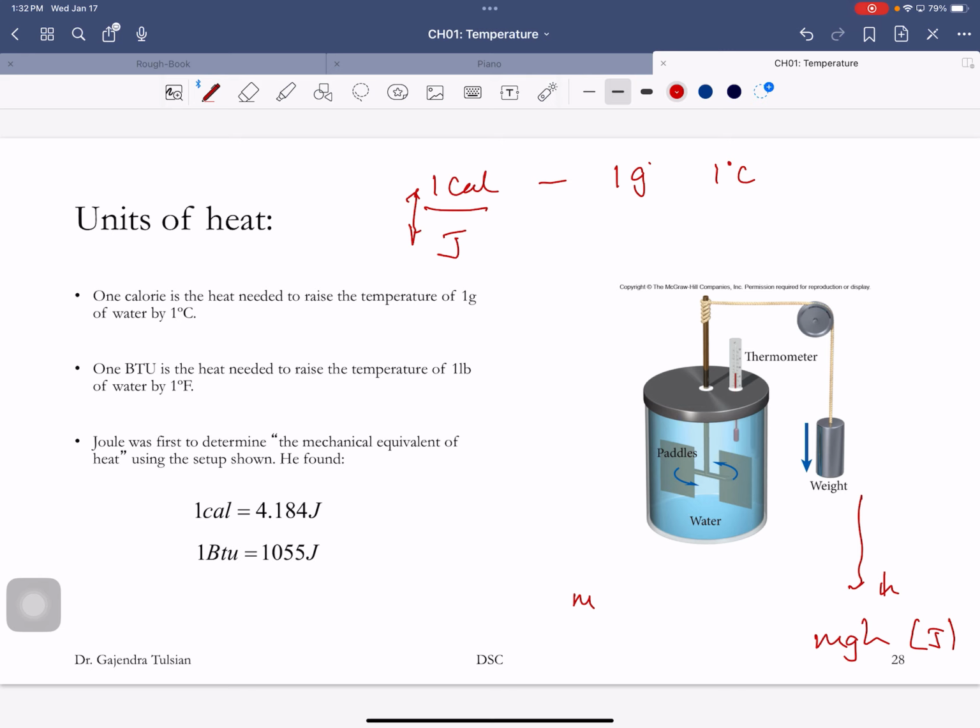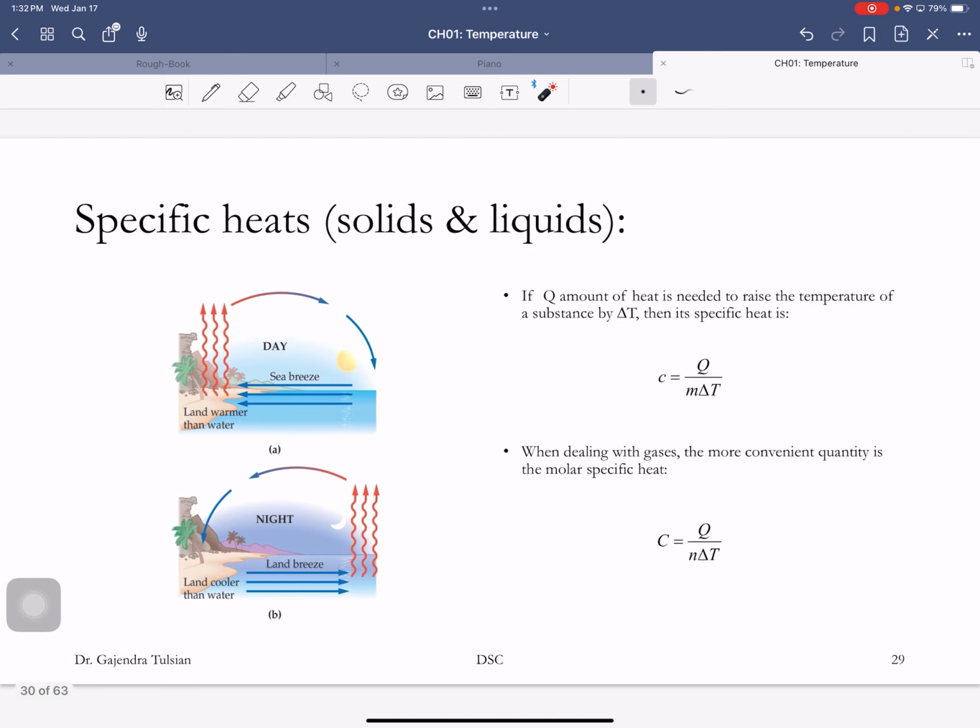Mass of the water times specific heat of water times change in temperature. You can calculate this in calories. Okay, so from this experiment, Mr. Joule was able to calculate how many joules is 1 calorie. Okay? So this is known as the mechanical equivalent of heat, and 1 calorie he found was 4.184 joules. Okay? And this and many other things is why we named the unit of energy as joule after Mr. Joule. Okay?